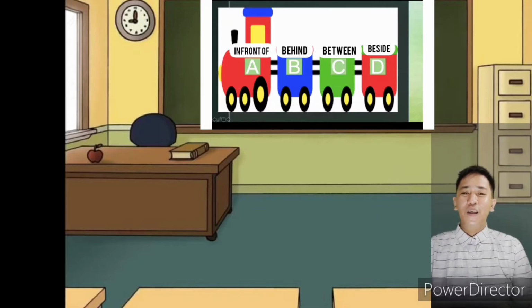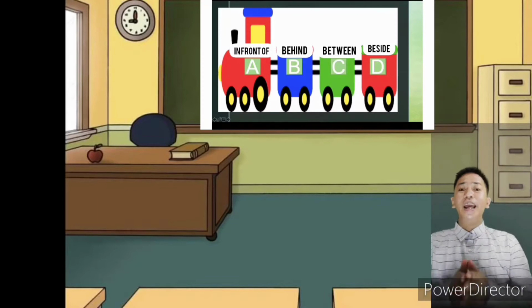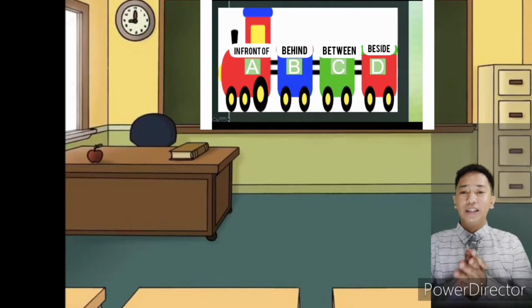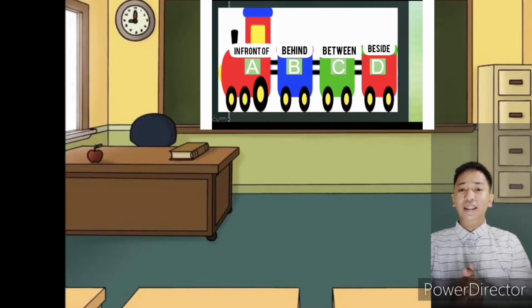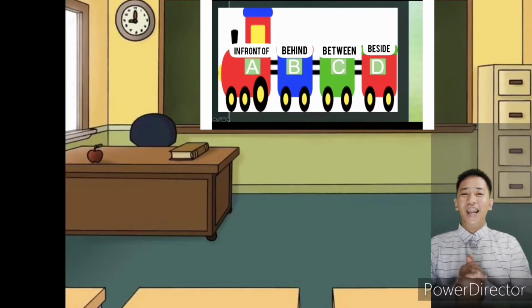Alright, very good. Now, I want to call James. What are the words that you see inside my train? Fantastic. Thank you, James. So, we have here in front of, behind, between, and beside. Now, children, please listen to me. In front of, behind, between, and beside are special words that show location. And we will be using these words as we go along with our lesson.